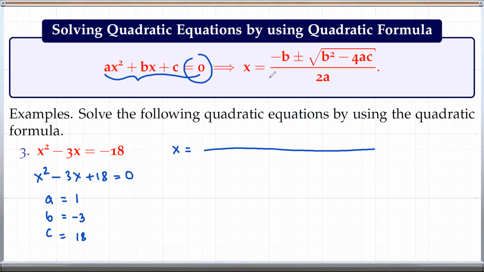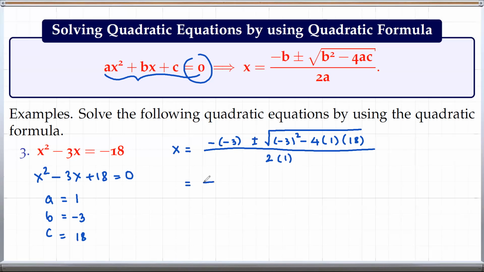We have negative b, which is negative 3, because b is negative 3, plus or minus square root of b squared. So negative 3 squared minus 4ac. A is 1 times c is 18. Divide by 2a, 2 times 1 in the denominator.